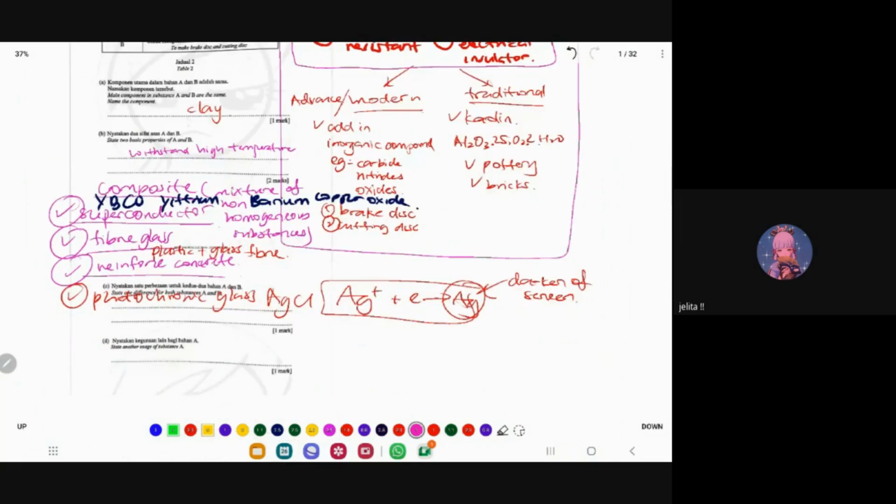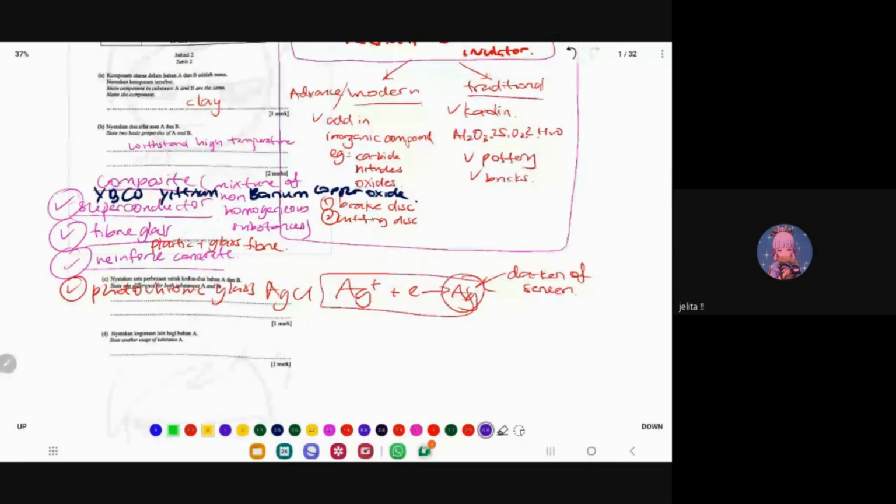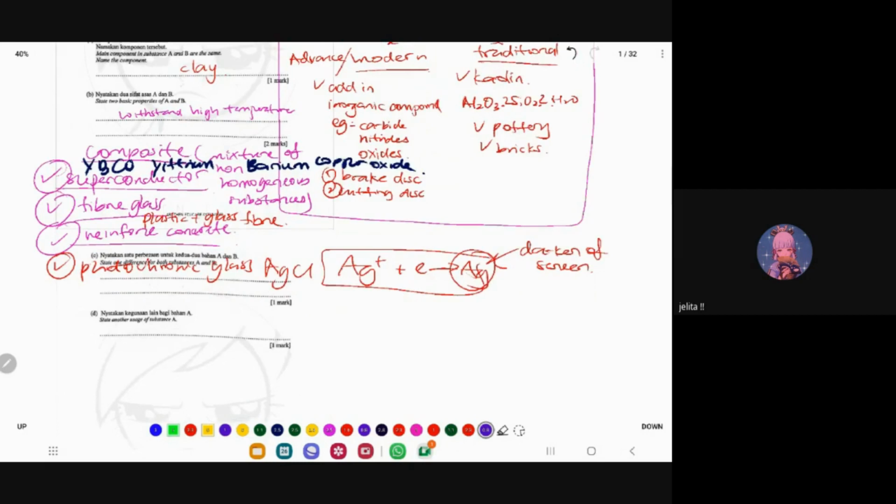Okay. Or actually advanced ceramic, by the words also you can guess. Advanced means they will have better properties compared to the traditional one, which is they are more chemically inert. They have a higher resistance towards heat. They have this superconductivity property. Superconductors can conduct electricity with zero resistance, but traditional cannot. Okay, anyhow, I'll write down the answers for you.